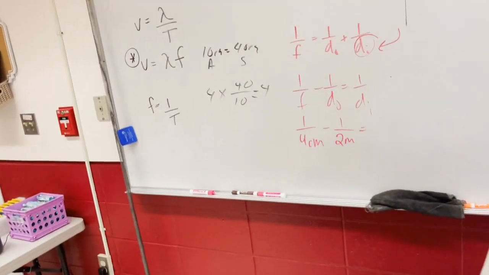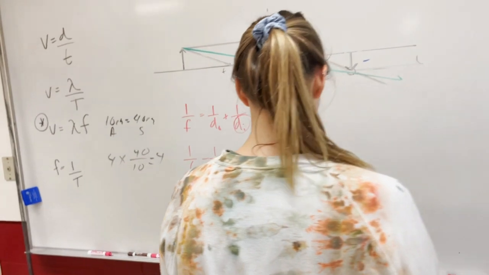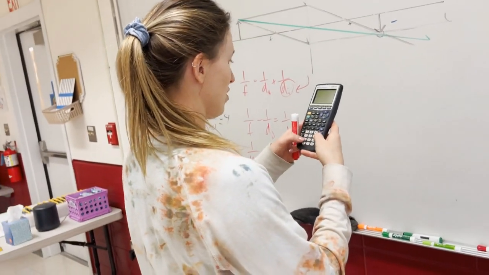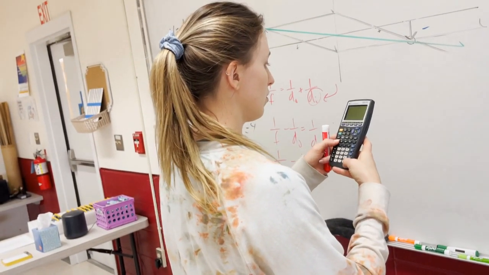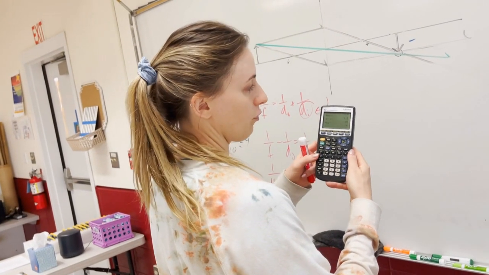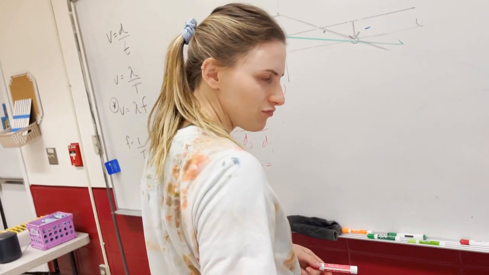Well, I'm going to tell you that 1/2 is bigger than a 4th. We're going to get a negative number. So 4 minus 2, I get negative 4. So the location of the image is -4. Well, what does that mean?